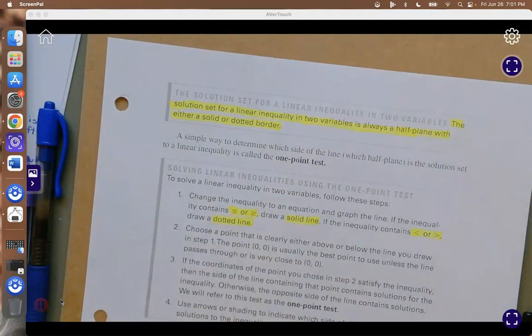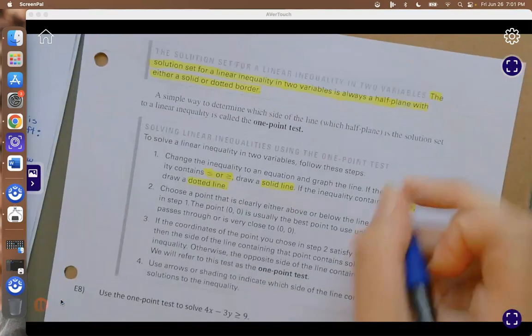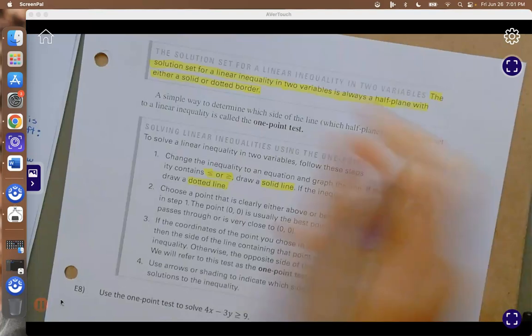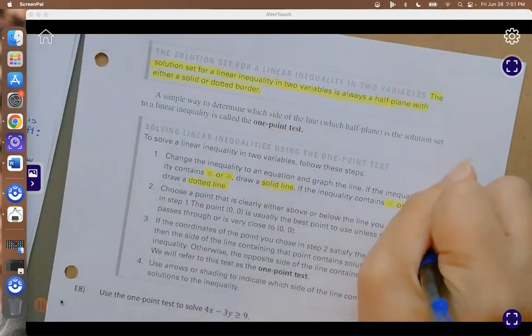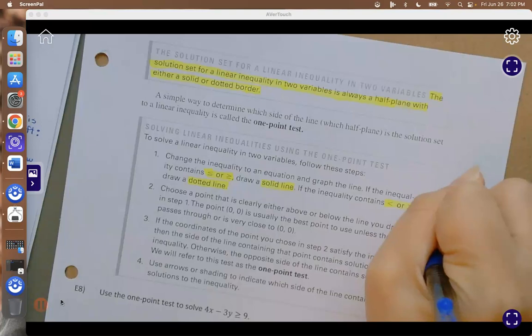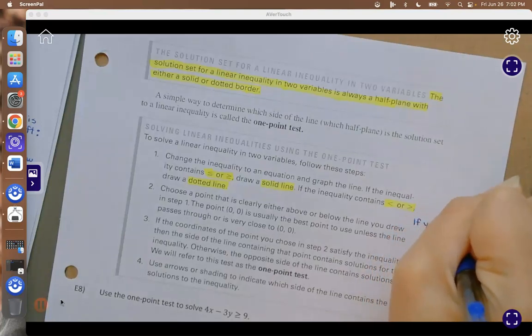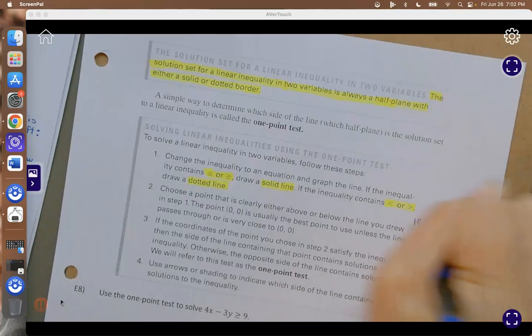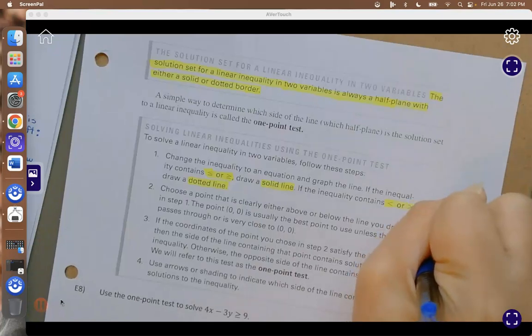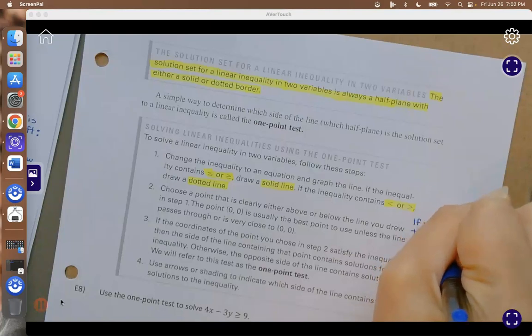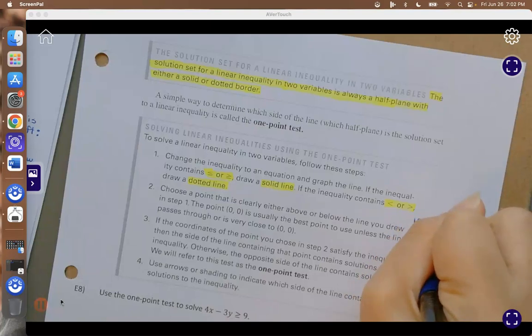Okay, so what all of this means down here: as long as your y is on the left, so just always make sure your y is on the left like we normally do anyway. If you have a less than or less than or equal to, you're going to shade below.